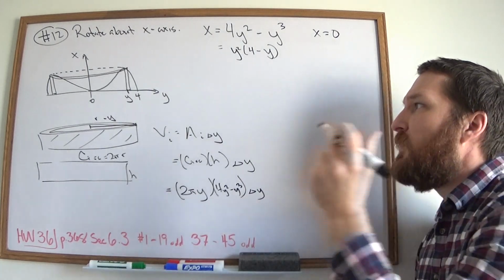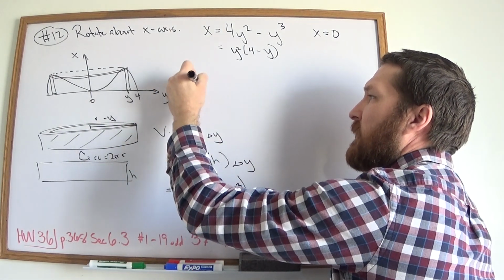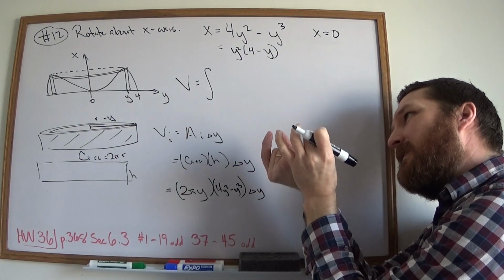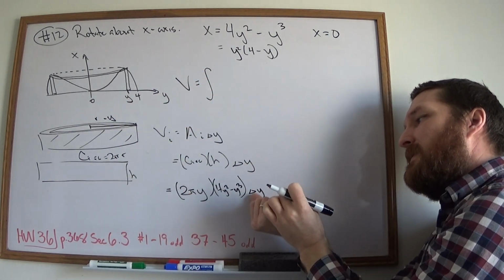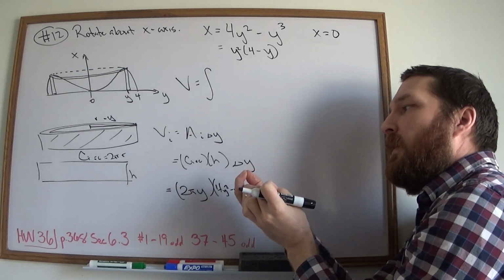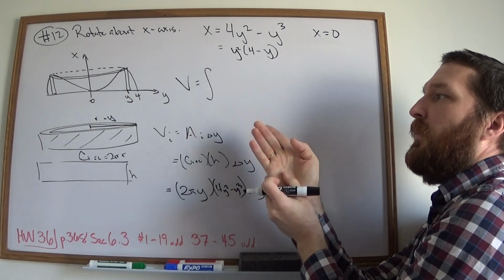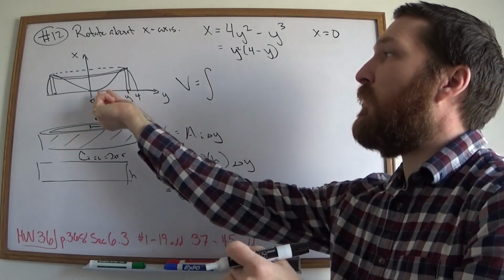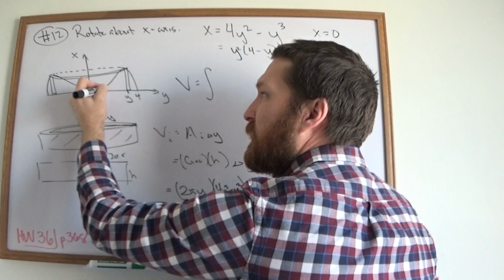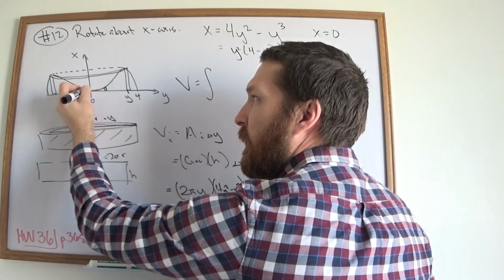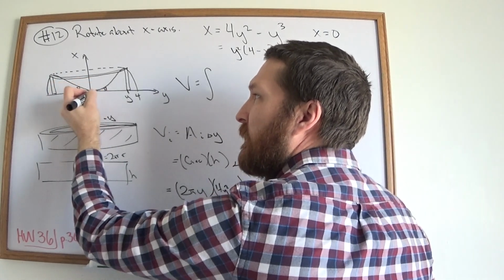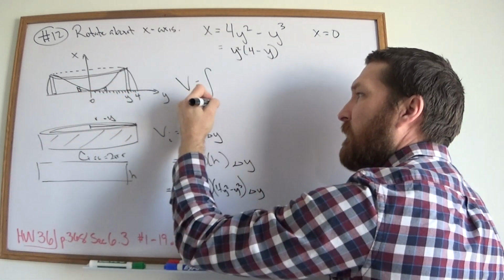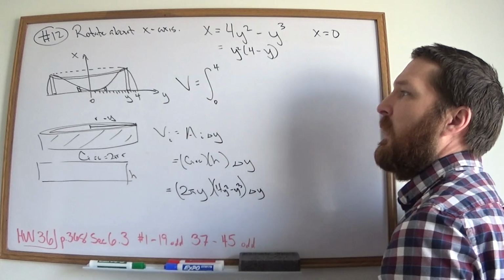So the actual volume we're looking for is what we get when we add up all the little volumes and take the limit as delta y goes to 0, and we get the integral from where to where? 0 to 4, because each one of these little shells has to be accounted for, every single one. So y has to take on all of these values, so we're going from 0 up to 4 of what?